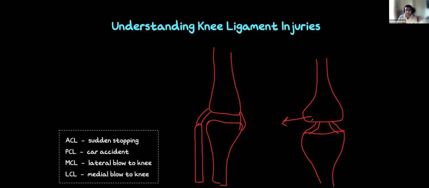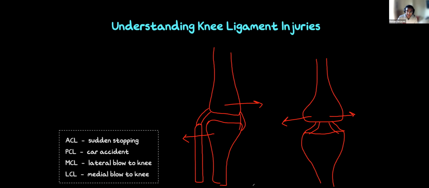Okay, so for an ACL tear, you would have to go forward. For an MCL tear, a lateral blow to the knee would mean you go that way. And for a medial blow to the knee to break the LCL would mean you go that way. So again, this is another way to understand the ligaments and memorize what movements would cause these injuries.